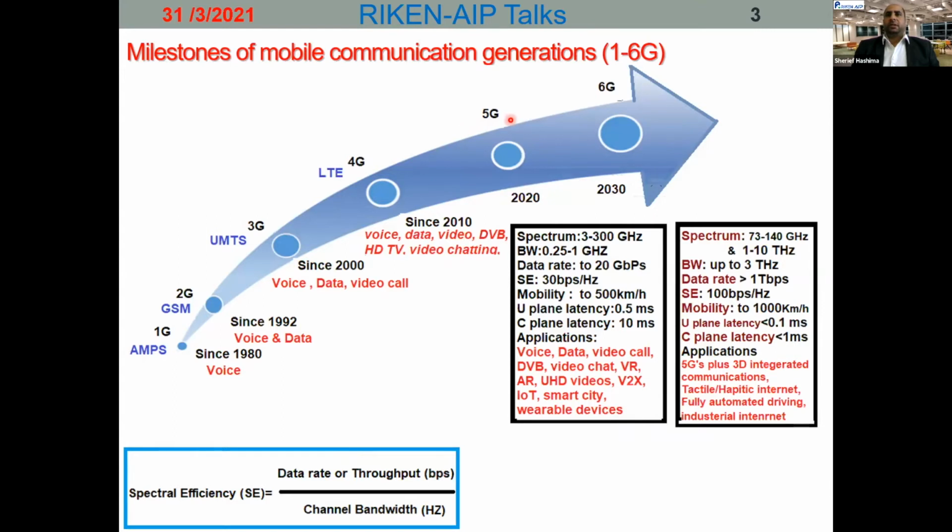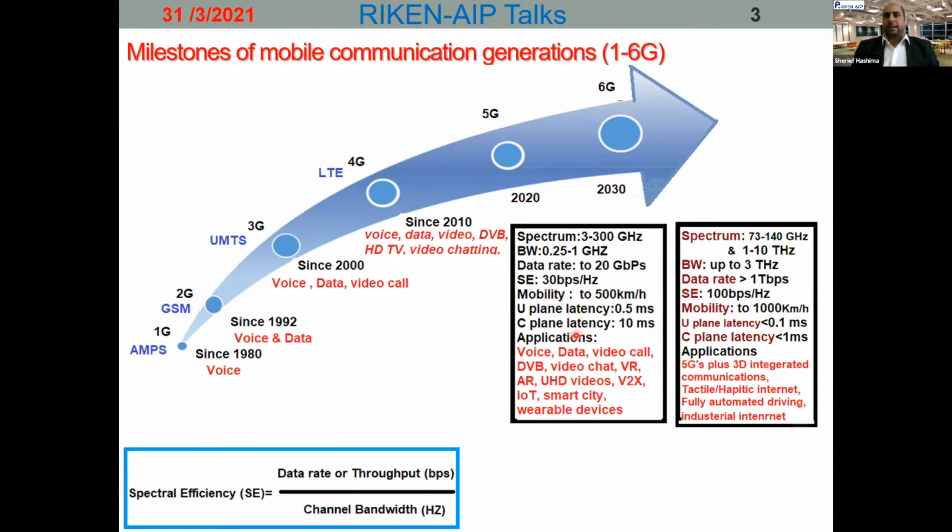And then 5G will have a large spectrum, which is millimeter wave from 3 to 300 gigahertz. The bandwidth of the signal will be up to 1 gigahertz. The data rates will be up to 20 gigabits per second. The spectral efficiency will be 30 bits per second per hertz. And the mobility will be applicable up to 500 kilometers per hour.